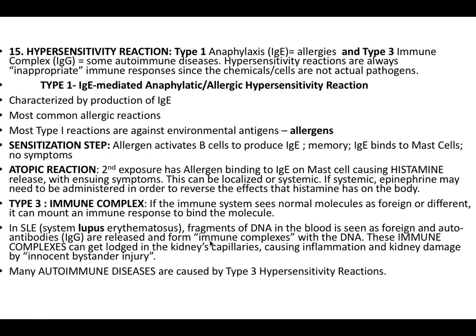So people who have lupus worry because of the memory response that they'll go through acute episodes and then be down a certain percentage of their kidney function. So the DNA is seen as foreign or different. IgG antibodies are going to bind to that DNA to form immune complexes. These complexes get lodged in the kidney's capillary, and they cause inflammation and kidney damage by innocent bystander injury. And many autoimmune diseases are caused by type 3.